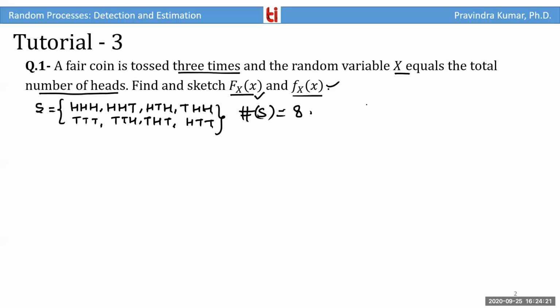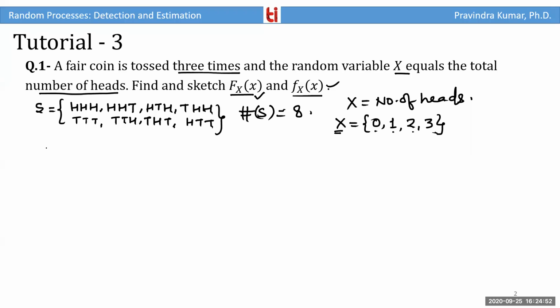And the random variable X you have considered is the number of heads. So the value of the random variable may be 0, meaning in three tosses there is no head, or one head, two heads, or all three tosses giving heads. So the value of this random variable may be 0, 1, 2, 3.